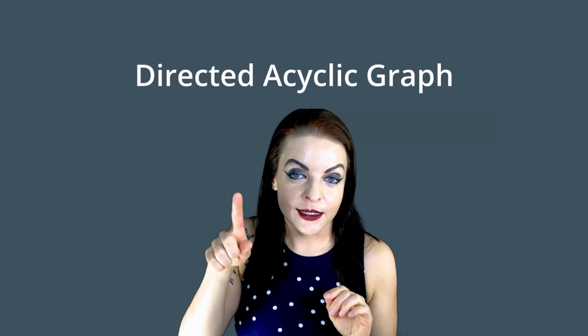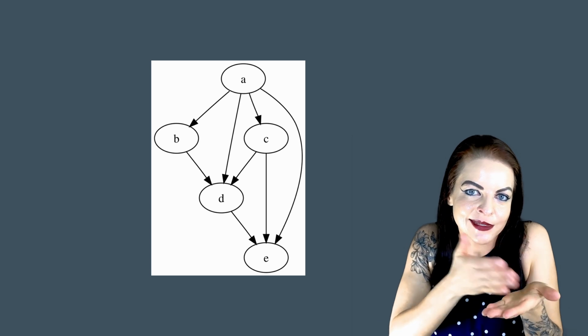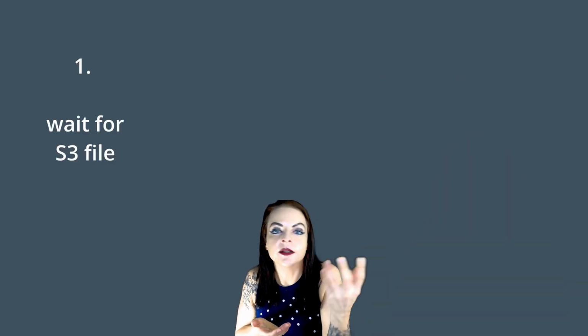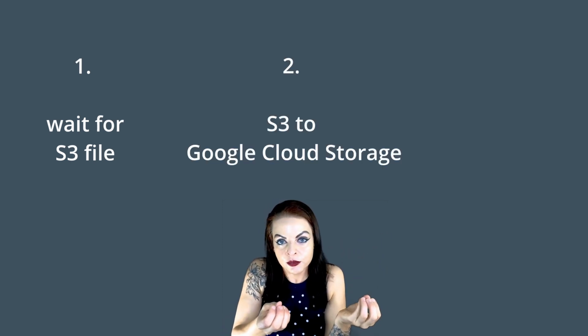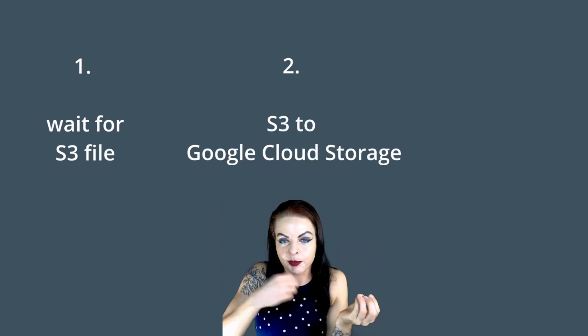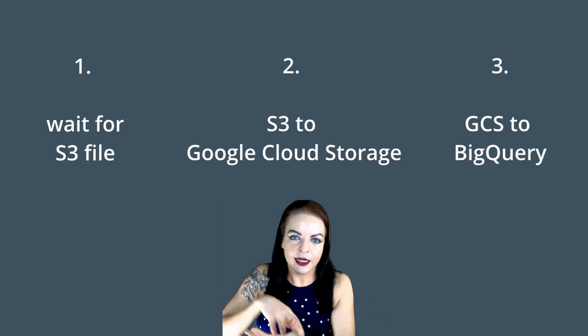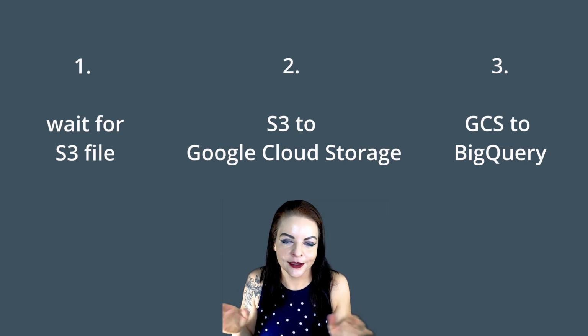I hate this part. DAG is a directed acyclic graph. Those words, honestly, don't worry about it. In general, a DAG is just a set of tasks that happen one after another. The first task might be to wait for a file to appear in S3 at some location. Task 2 might be to download that file and upload it to a different cloud storage provider. Step 3 might be to sync that data into BigQuery, and so on. That's a really basic structure of a DAG.